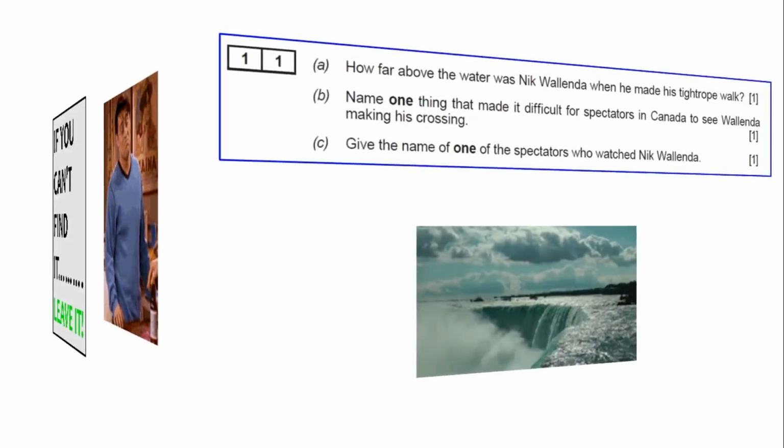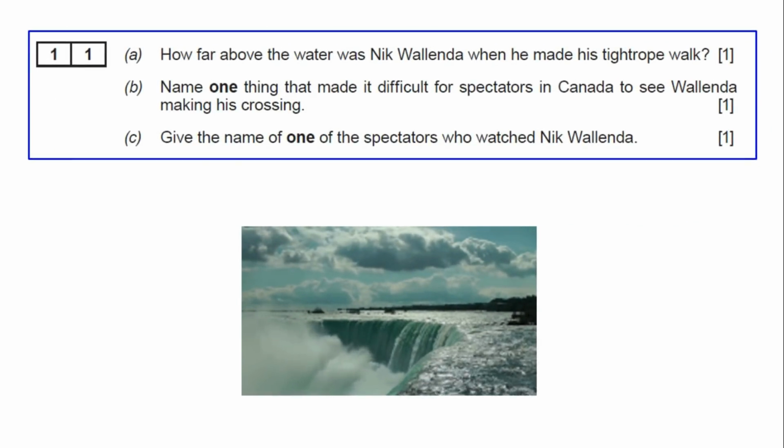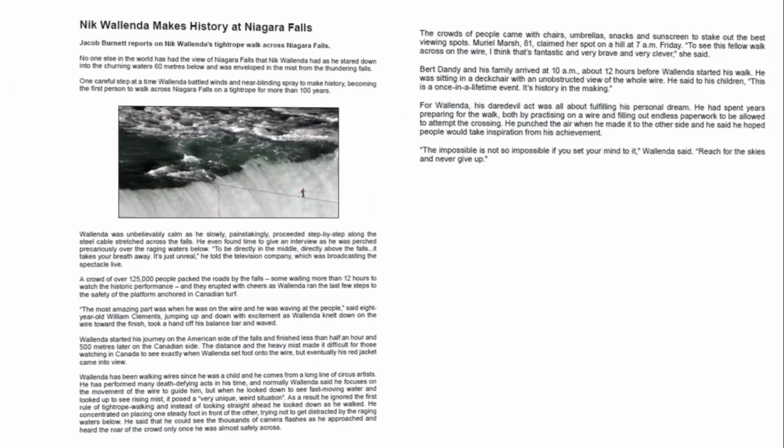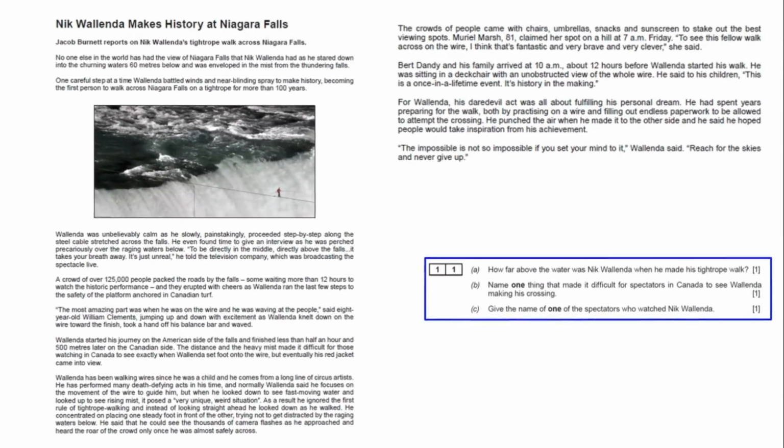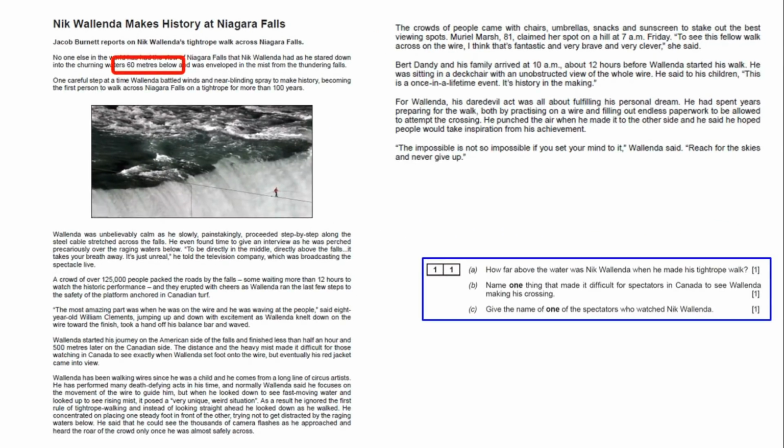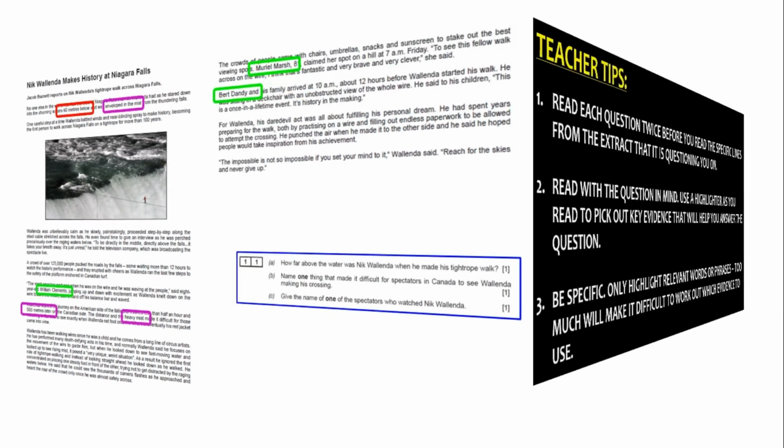So question 1, for example: how far above the water was Wallenda when he met his tightrope walk? We've just got to find the information. So for example, 1A is there, 60 metres below, B is there, and C is there. So like I say, there's no real trick question, you just got to find it. You're not talking about writer's techniques or anything, you just got to find the information. On a couple of the questions there might be a couple of things you can put. As long as you answer the question, then it's fine.